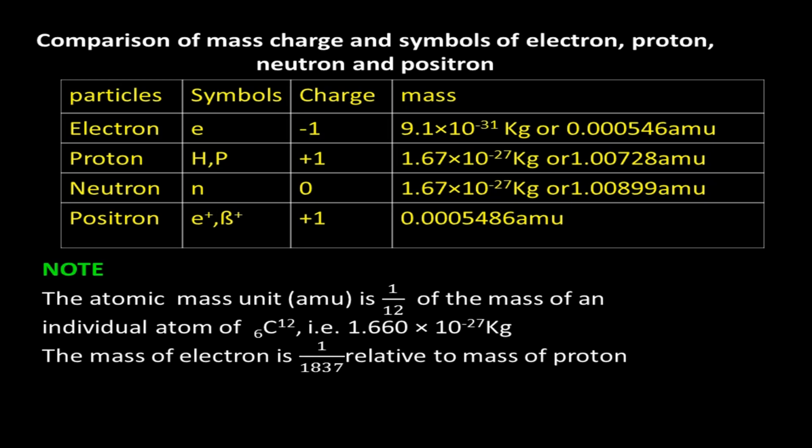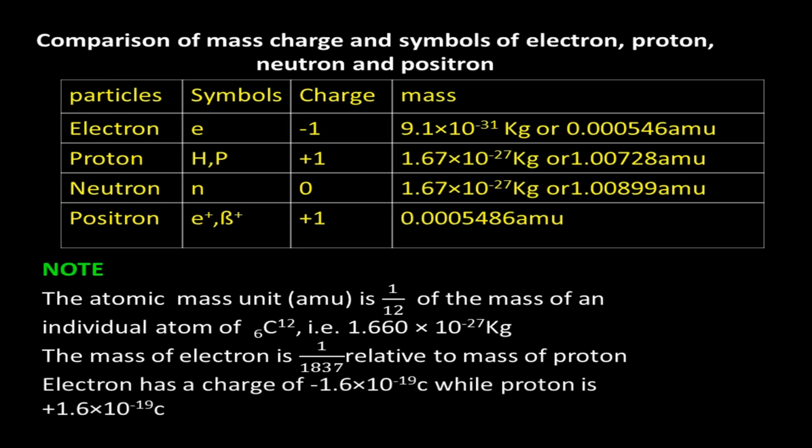The mass of electron is 1/1837 relative to mass of proton. So from our table, you can see the mass of electron is 0.000546 AMU, while that of proton is 1.00728 AMU. So the ratio of this is 1/1837. Electron has the charge of -1.6 times 10 to the minus 19 coulomb, while proton has a charge of 1.6 times 10 to the minus 19 coulomb. The electron and proton have the same magnitude of charge but opposite.